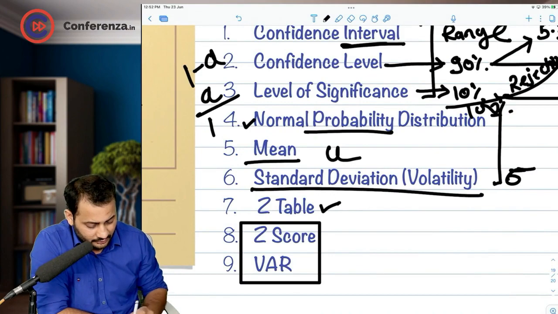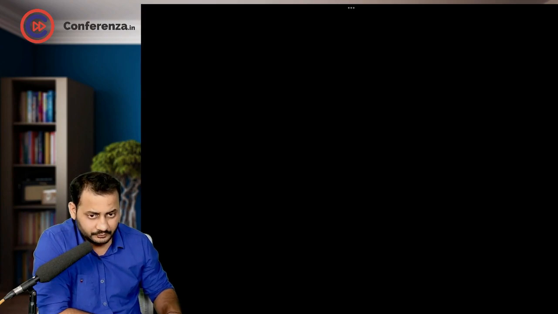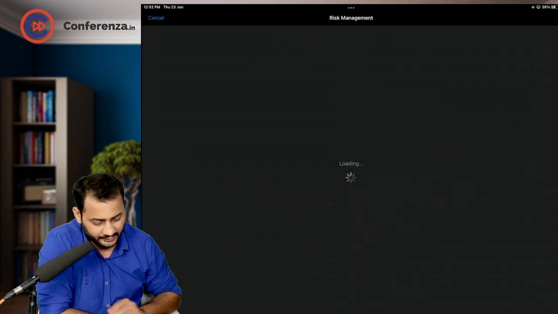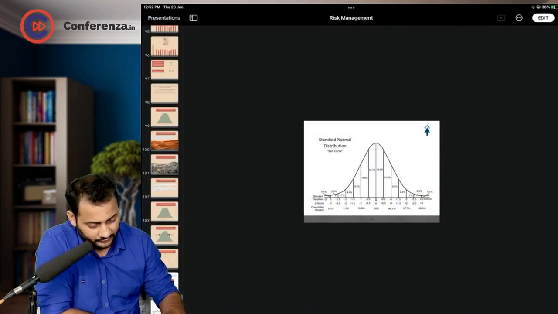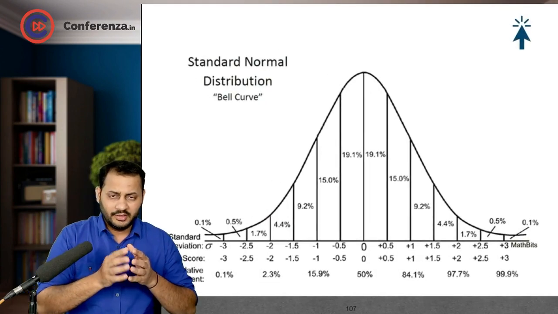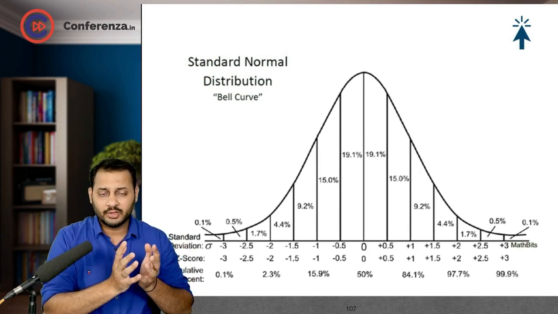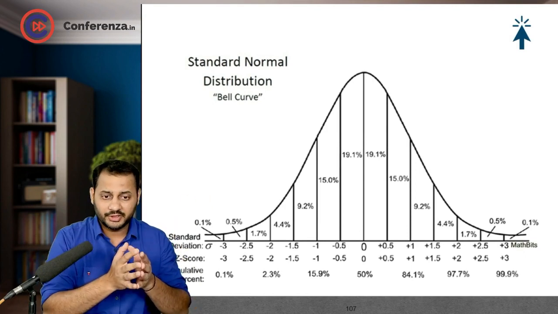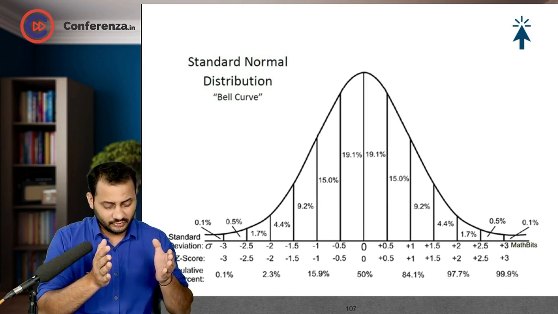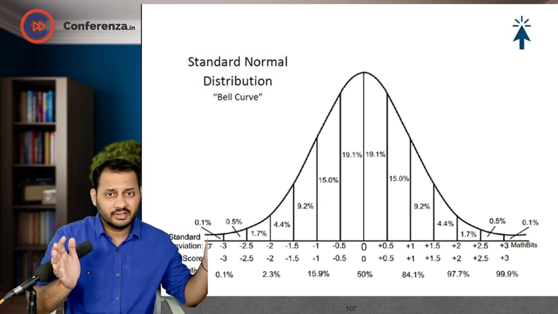Now comes the 7th topic, which is the Z table. See, you just saw that diagram, right? And let me ask you a few things. It is very easy for us now to remember the probability of the entire population, or the percentage of the entire population covered if we move 1 standard deviation away, that was somewhere around 68%, 2 standard deviations away 95%, 3 standard deviations away 99%.